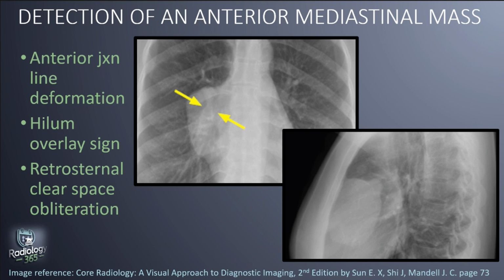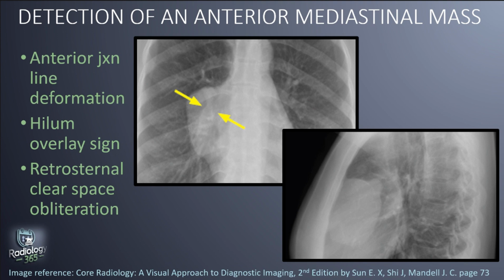Then we have the hilum overlay sign, and this is present on the frontal view if the hilar vessels are visualized running through the mass. That indicates that the mass cannot be coming from the visceral mediastinum. So it may either be anterior, which is most likely, or posterior. So seeing the hilar overlay sign only eliminates a middle or a visceral mediastinal lesion. Then you can use other things to now determine whether it's anterior or posterior.